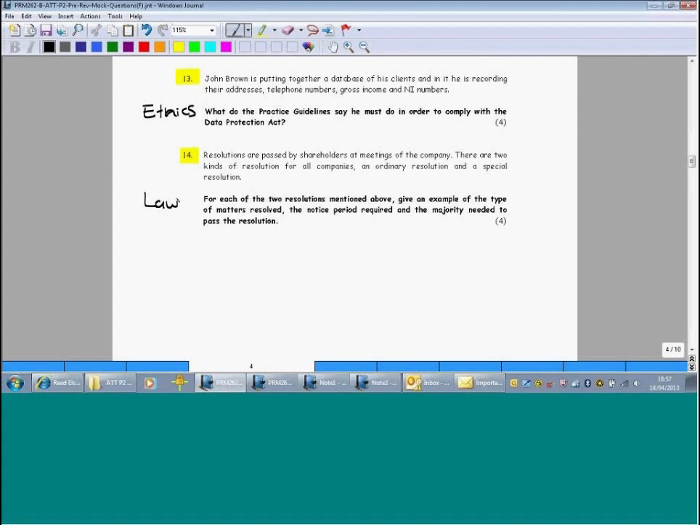but if all else fails, on the day, guess. Put something down, don't leave it blank. So for instance, question 13, looking at the practice guidelines and what you have to do to comply with the Data Protection Act about a person's individual information, well, a sensible guess would be to keep it confidential, and that will get you 1 out of your 4 marks.